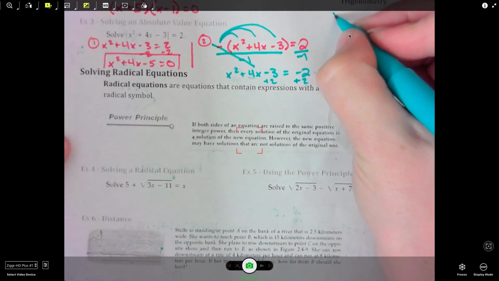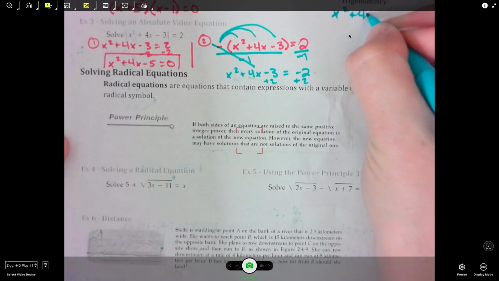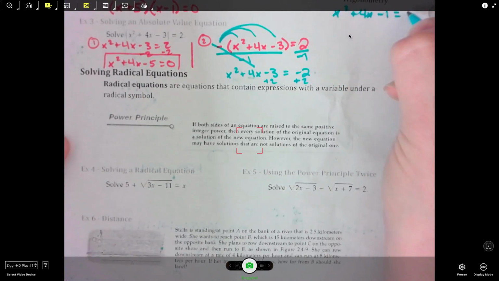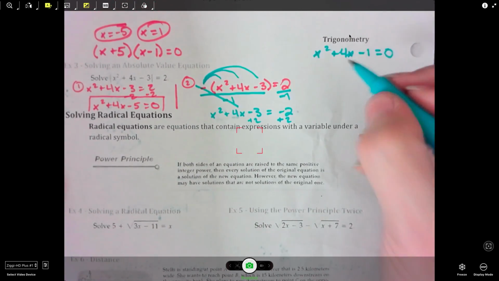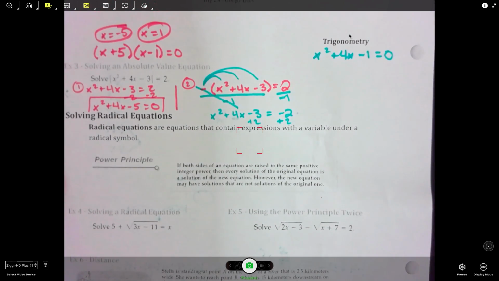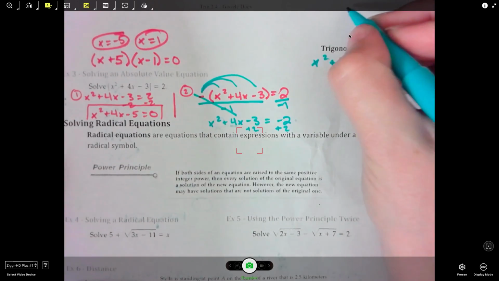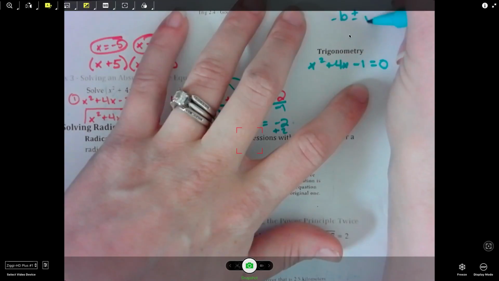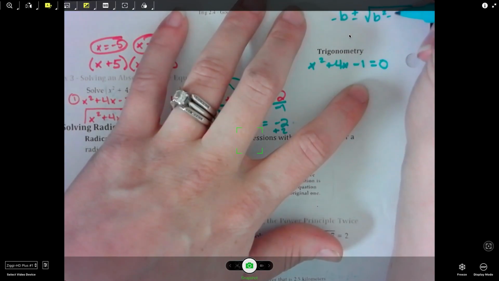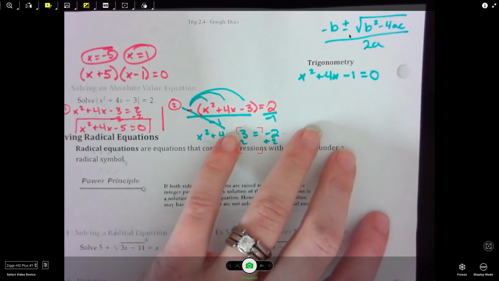So I've got x squared plus 4x minus 1 equals 0. I'm going to put those all together. All right, now, this one you cannot factor. It will not work out. So let's go ahead and use the quadratic formula. Negative b plus or minus the square root of b squared minus 4ac, all over 2a. Okay.